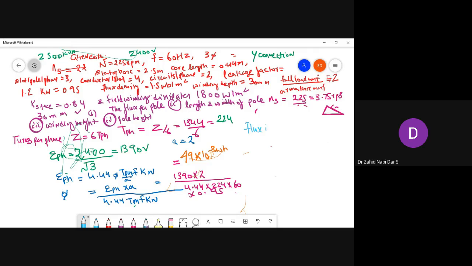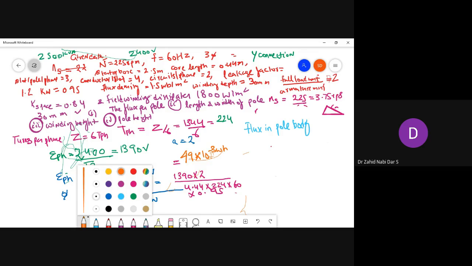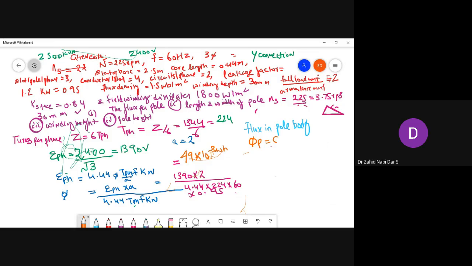The flux in the pole body, how do you find this flux? Basically, the flux in the pole body is given by C1 into the flux. Now, what is C1? C1 is the leakage factor, how much it will leak and how much it will connect. So the flux in the pole body would be 1.2 times 49 into 10 power minus 3 Weber.